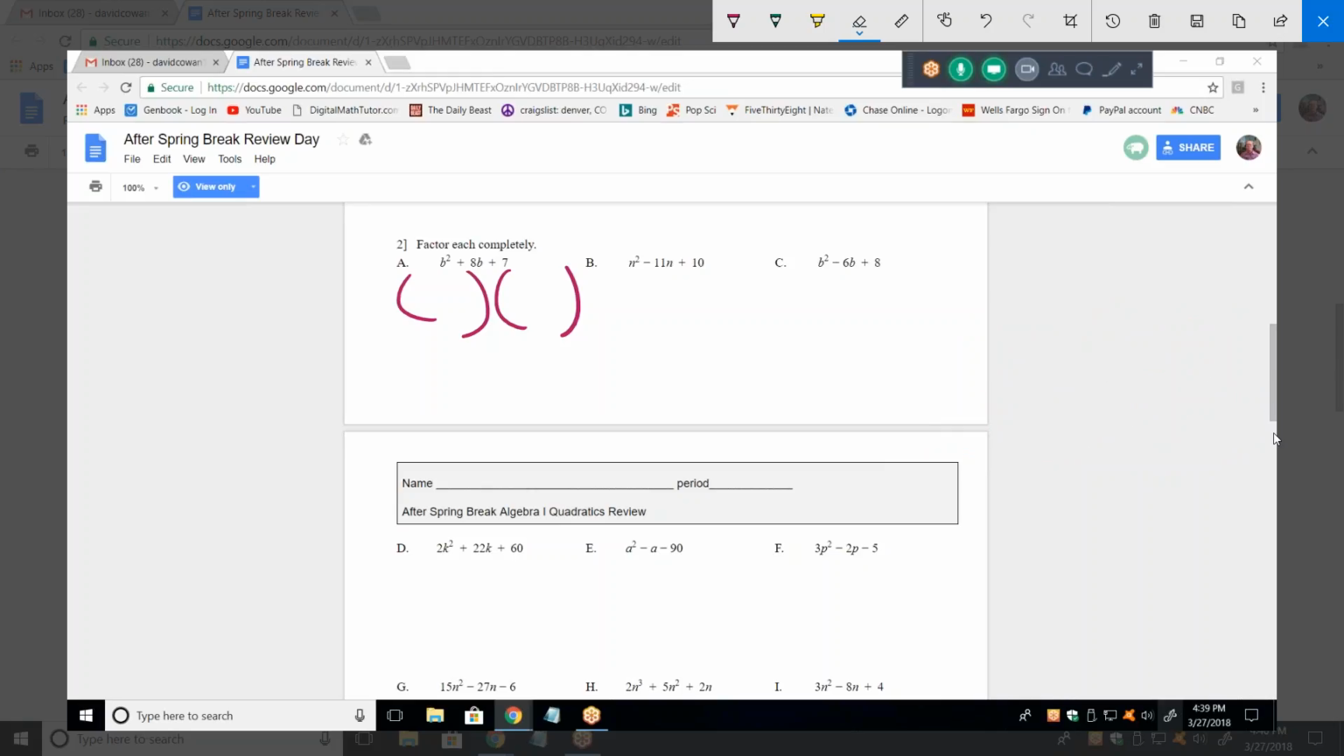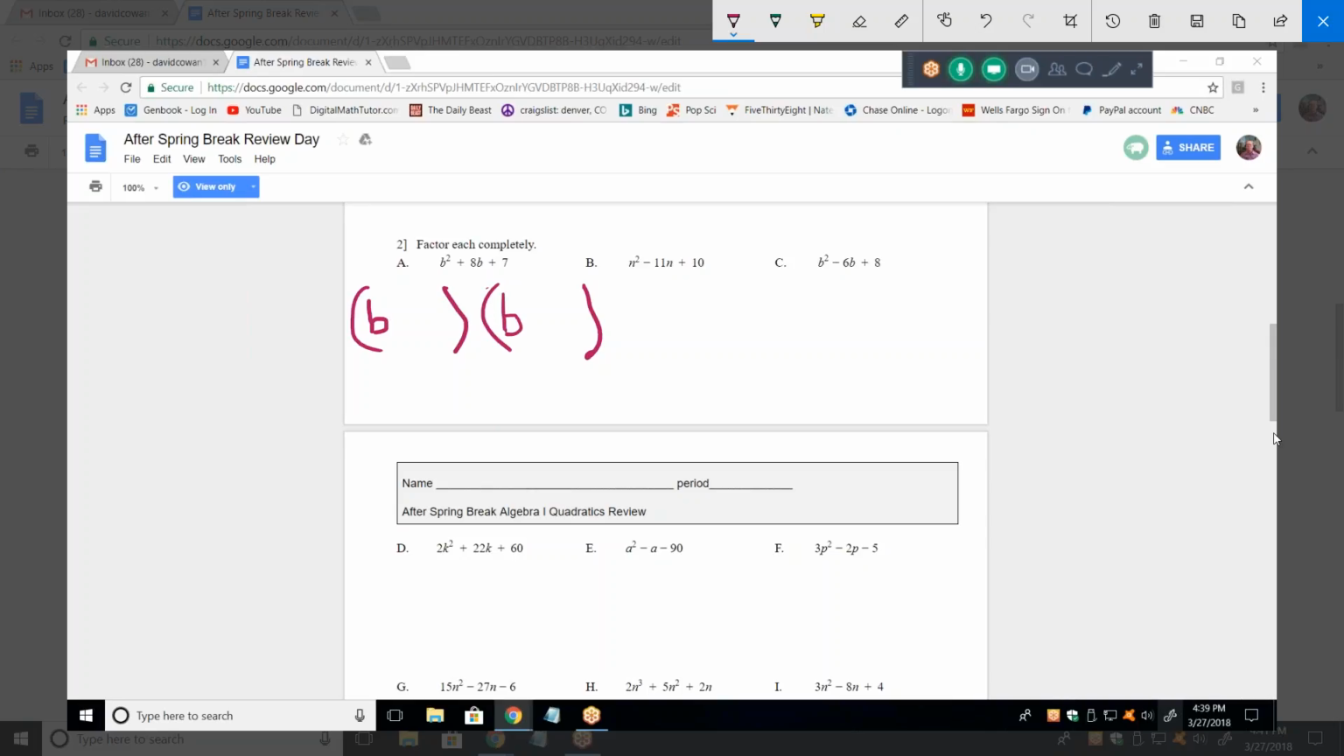Remember us doing this the first time? I did it because you really can't go far in algebra without knowing how to factor. You just can't. So let's go through the steps. What's the first step? The first step is to split b squared between the two parentheses. That's correct. A b goes there and a b goes here.